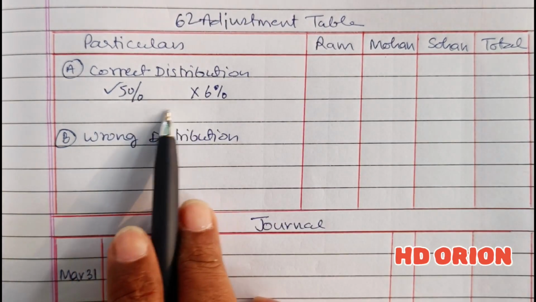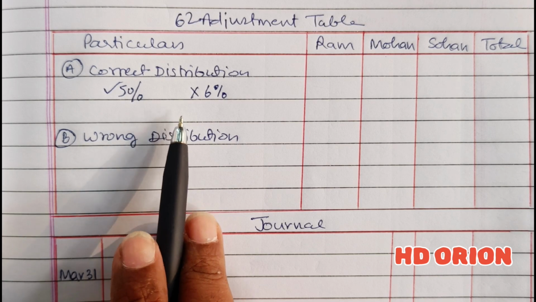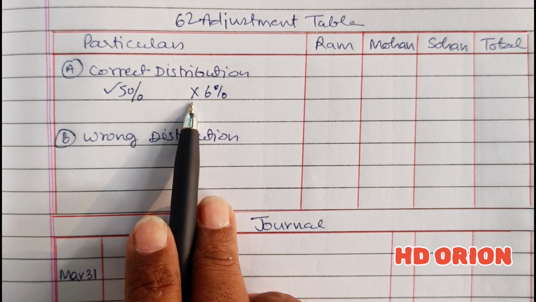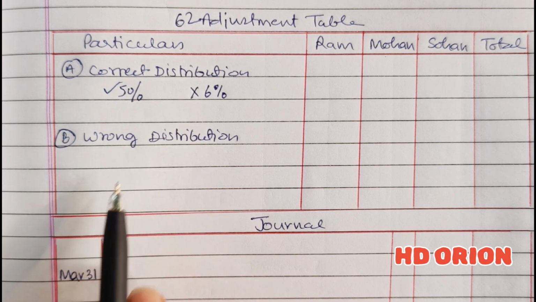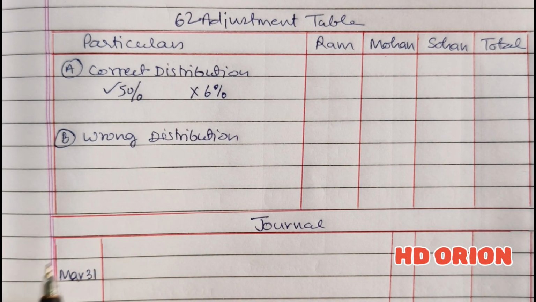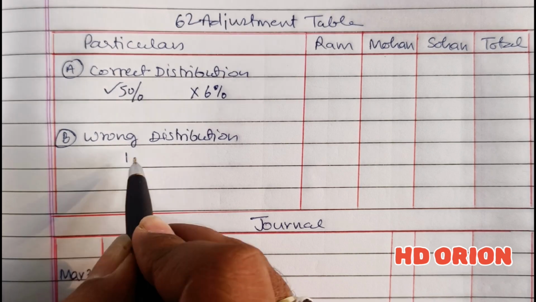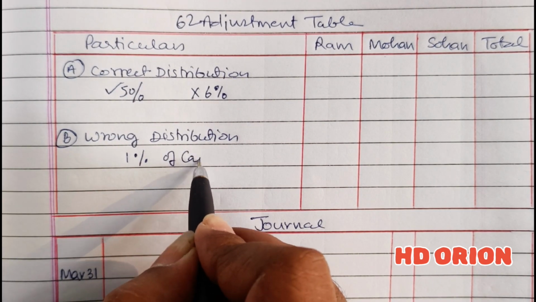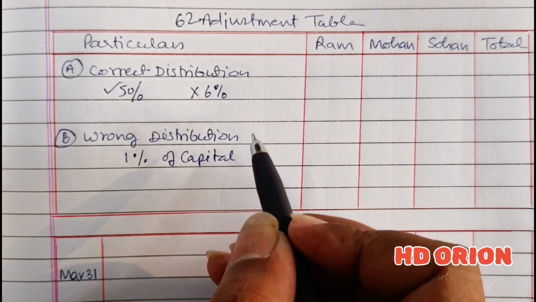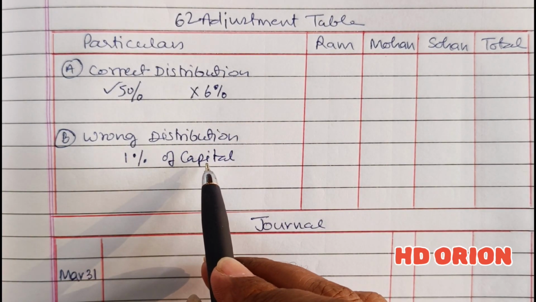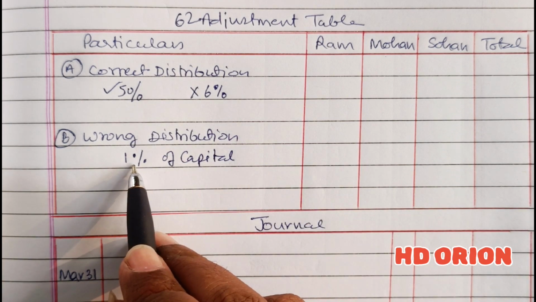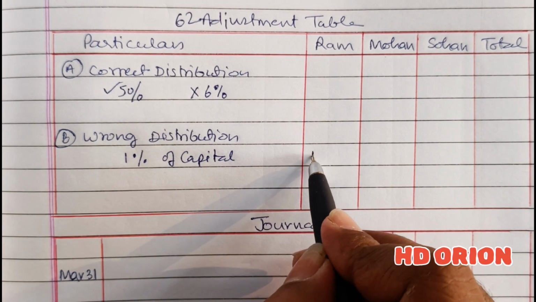So what clearly we know is the wrong distribution. What is the wrong distribution? 1% of capital has been wrongly distributed to them, meaning has been given to them. So we know the wrong distribution, and therefore we will take 1% of capitals, which has been given to them. So capital of Ram is 1,20,000. 1,20,000's 1% is how much? 1,200 rupees.